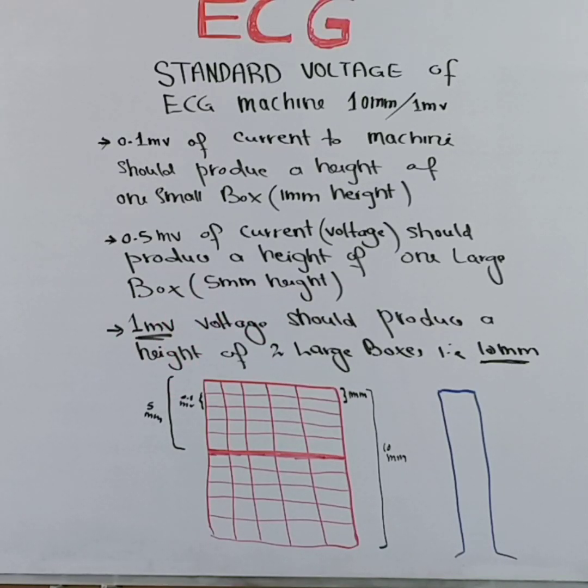What are the other options which a person can put up by mistake or by choice? These may be 5 millimeter per millivolt or 20 millimeter per millivolt. In the case of 20 millimeter per millivolt, a current of 1 millivolt given to the machine will generate QRS complexes of double the height of the standard voltage sensitivity. This will be around 4 large boxes in height. So it is very important to also note that the standard voltage of the machine should always be 10 millimeter per millivolt.